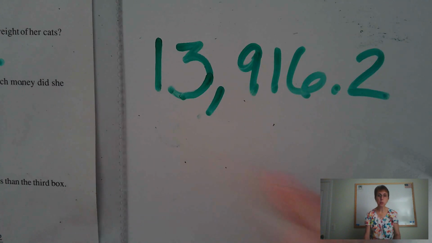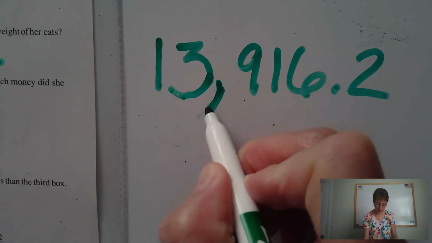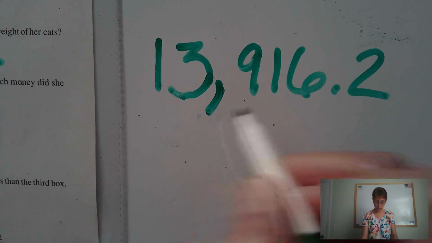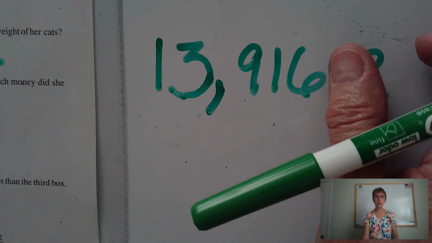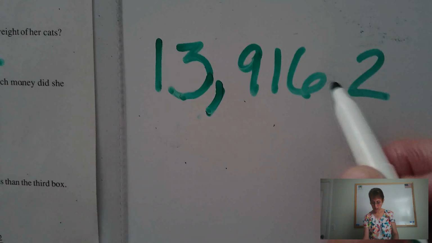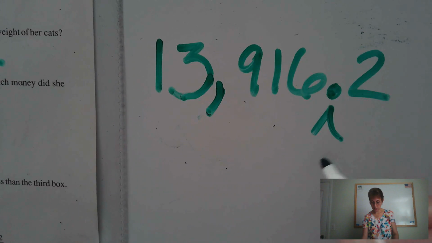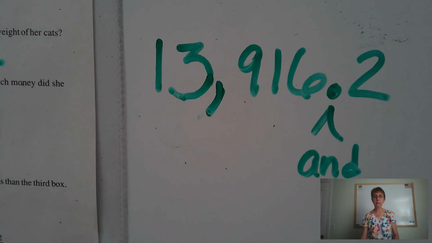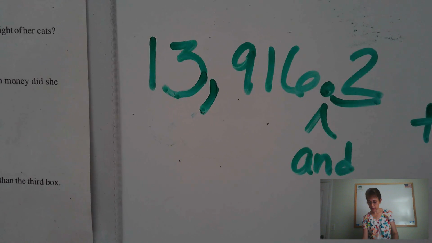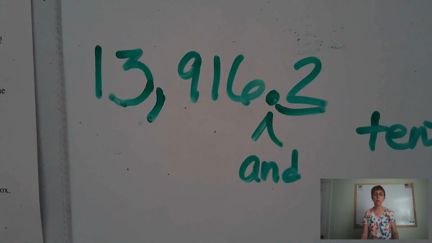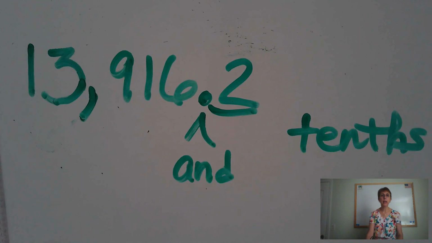Okay, so this is what your number is. This is 13,916, just like always, your regular whole number, 13,916. A decimal point is where you're going to say "and." Then, because there's only one place to the right of the decimal point, it is tenths. Okay, one place to the right of the decimal point is tenths.